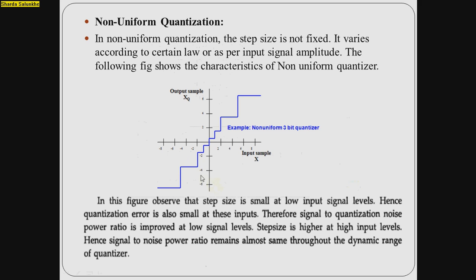Next is non-uniform quantization. In non-uniform quantization, the step size is not fixed. It varies according to a certain law, or as per the input signal amplitude. The following figure shows the characteristic of the non-uniform quantization. So here the step size changes.